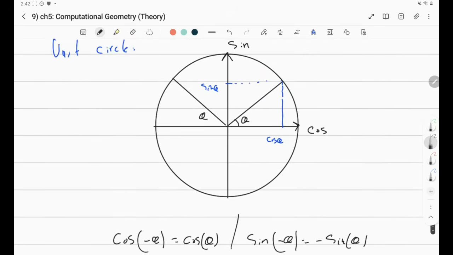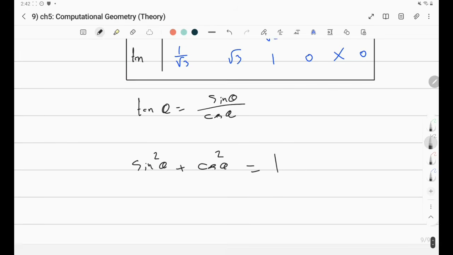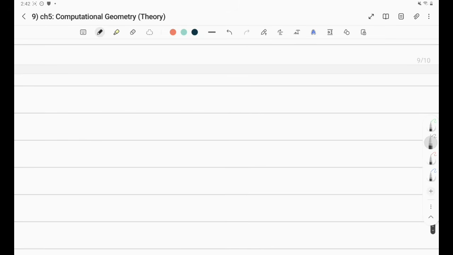And that's clearly obvious from here, because all the points will lie on the unit circle. So we know that x squared plus y squared should be 1. Yeah, so we have this thing here. Now we just want to discuss how to find some stuff like this.